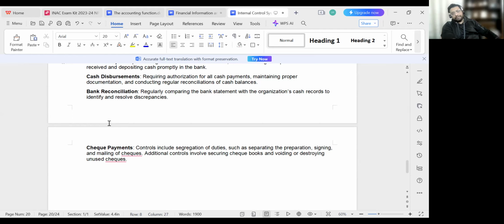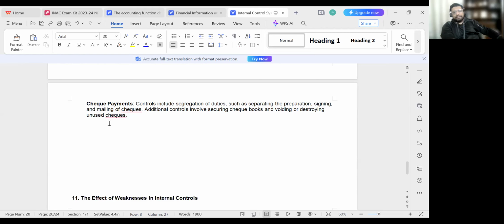So yeah, okay. And then we have check payments. The control includes segregation of duties such as separating the preparation, signing, and mailing of the checks. If only one person is responsible for issuing checks, imagine, he's making the checks and he has the authority to sign the check as well. He's definitely going to make some fictitious checks, right? So that will cause the misappropriation of assets, right?